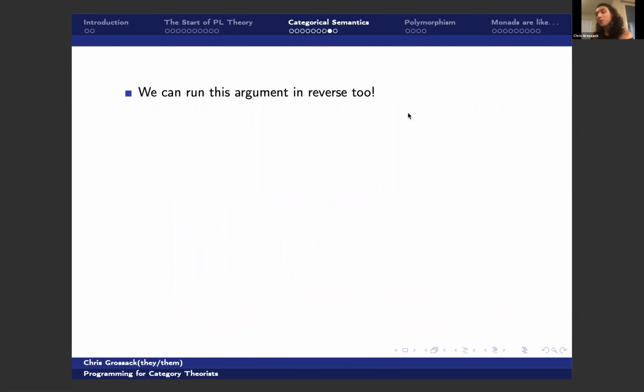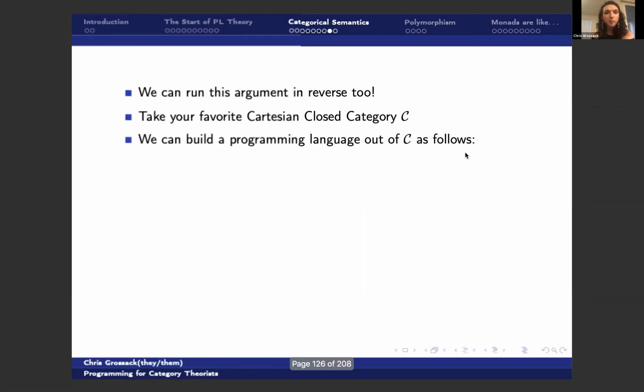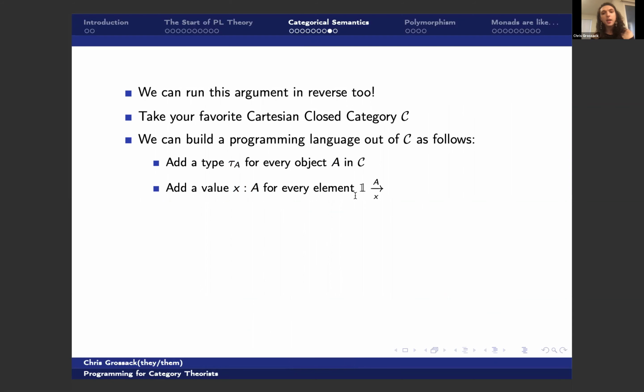We can run this argument in reverse as well, where if I have my favorite Cartesian closed category C, we can build a programming language out of C. And how do we do that? Well, we add a type to my programming language for every object. We add a value, x of type A.